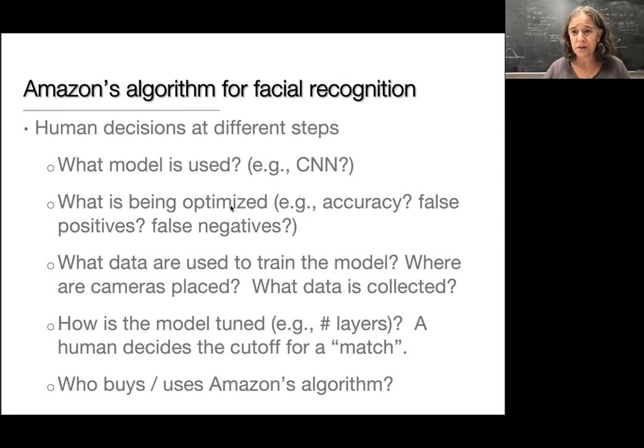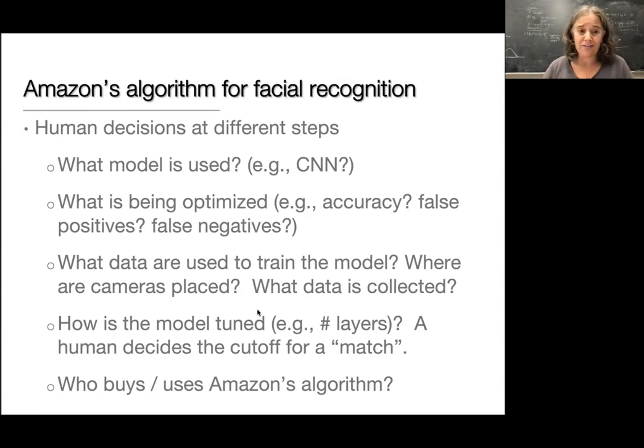So for those of you who do know a little bit about neural networks, you put something through a layer, through many, many layers, and then at the end you have a loss function or some kind of optimization, and you can optimize the accuracy or the false positives or the false negatives or something even more complicated. What data are being used to train the model? That's huge. Where a camera is placed, what data is collected, who are we collecting data on?